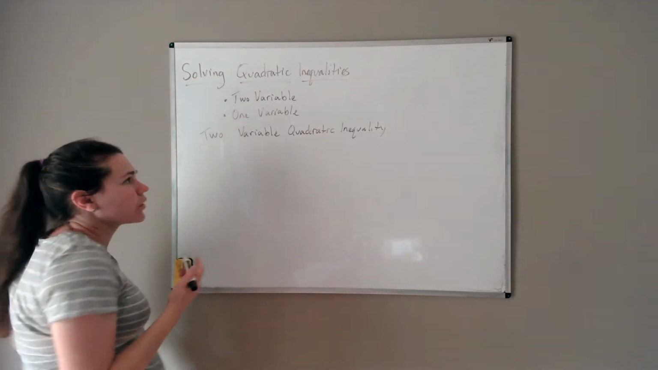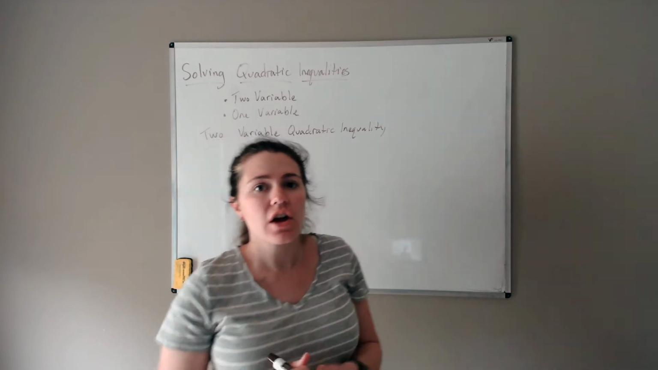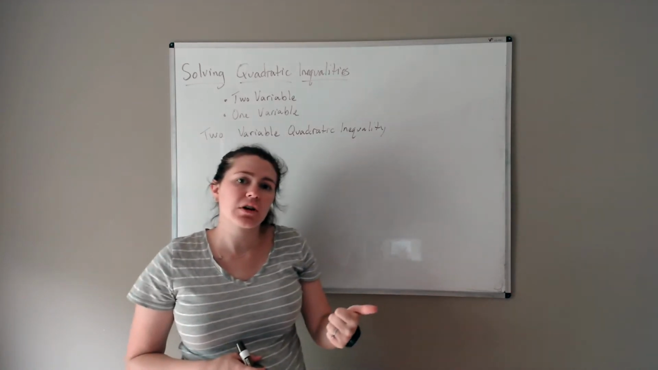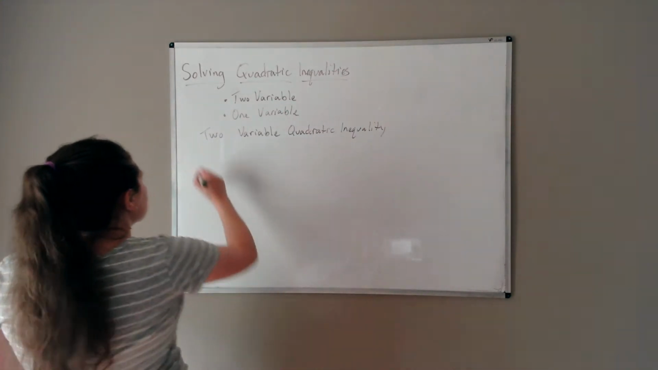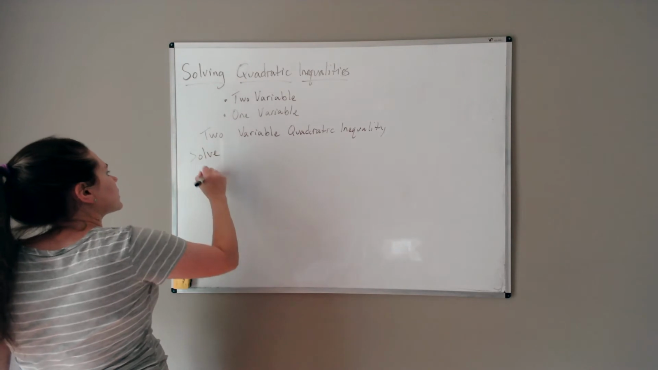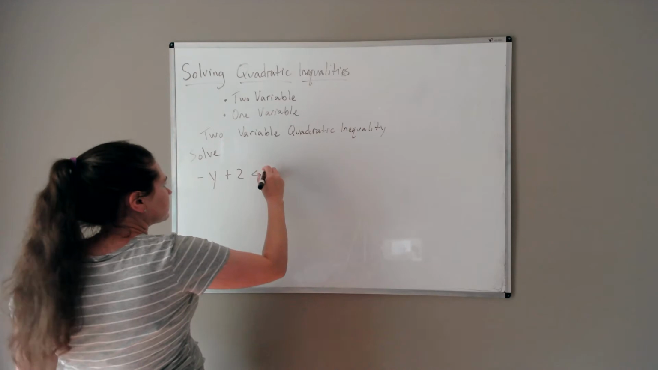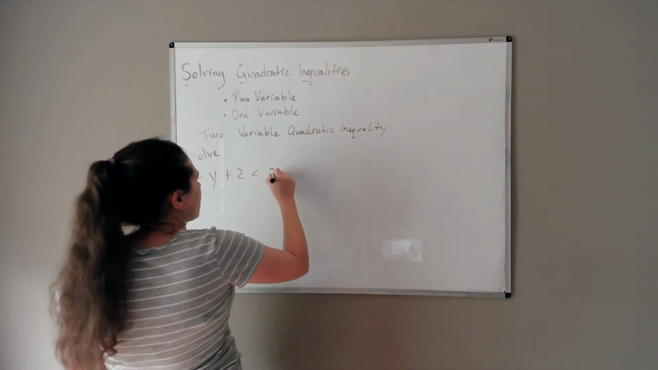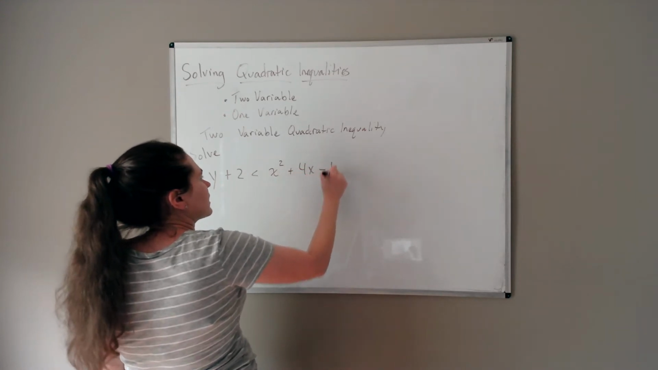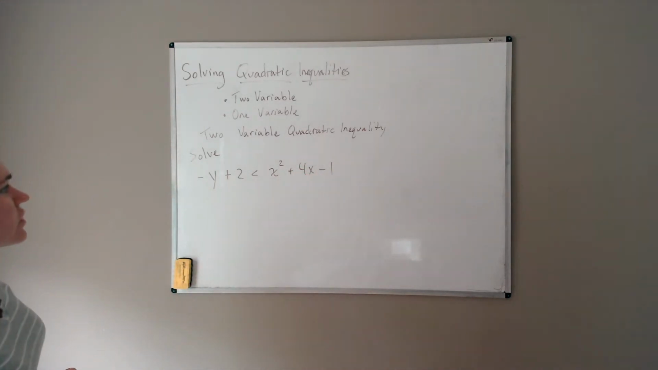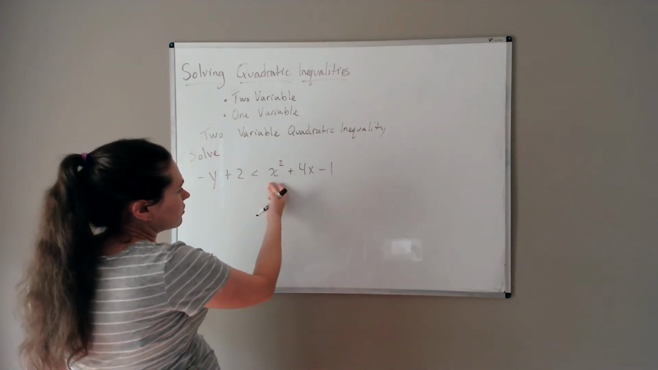And this is going to be pretty familiar because you do two variable inequalities in all different types of functions. You've done two variable linear inequality and two variable absolute value inequality. So here's an example. Okay, we're going to solve negative y plus 2 is less than x squared plus 4x minus 1. We can see it's a two variable because we have x and y. It's a quadratic.